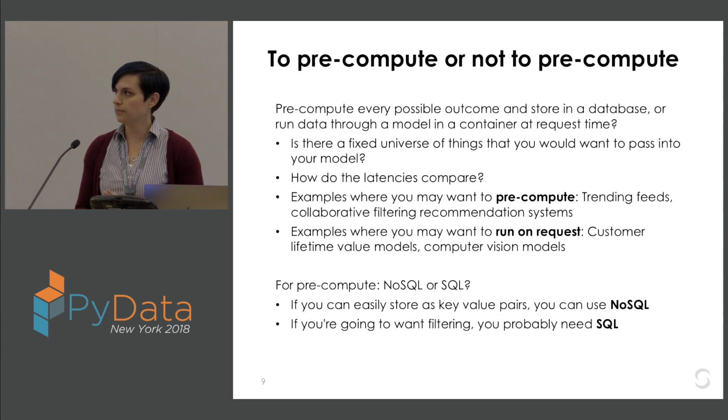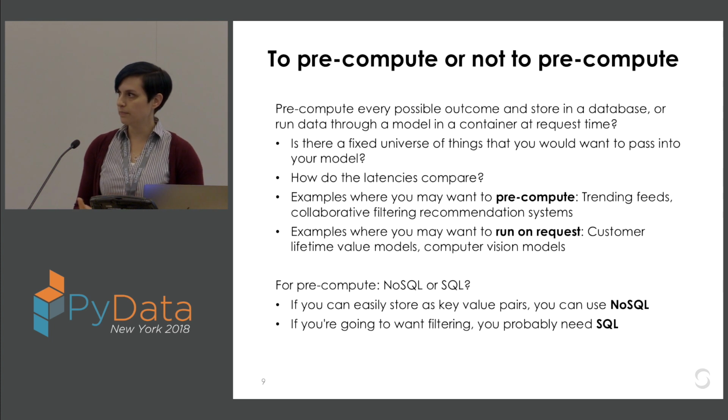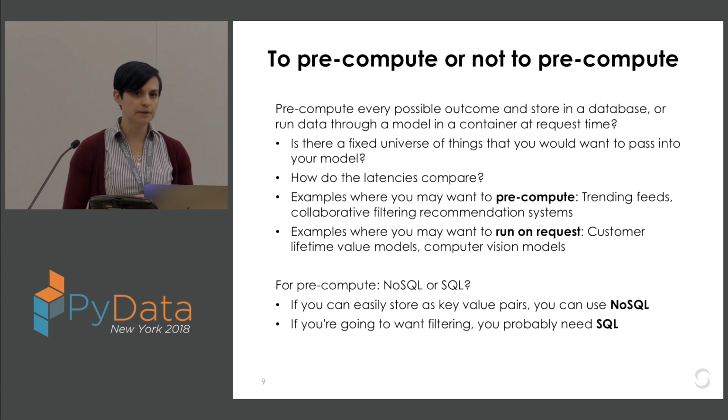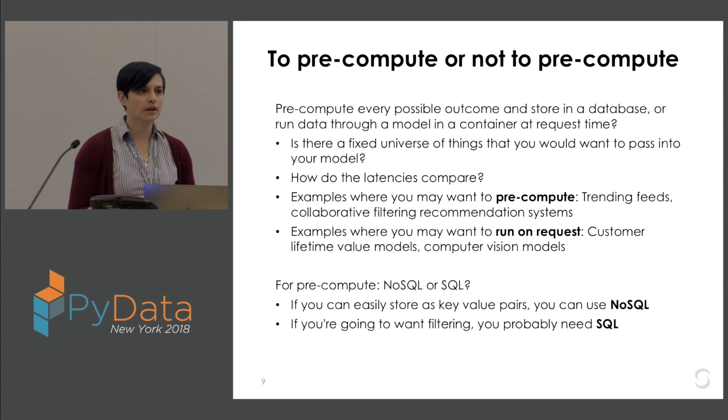So one issue that will come up if you're a data scientist and you have a model that gives results is deciding whether you should pre-compute every possible thing that your API might return and store it in a database, or have a machine learning model in a container and run the user's data through that at request time. There are different situations where one might be optimal over the other.